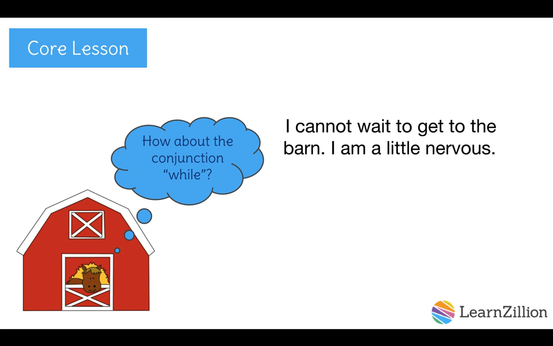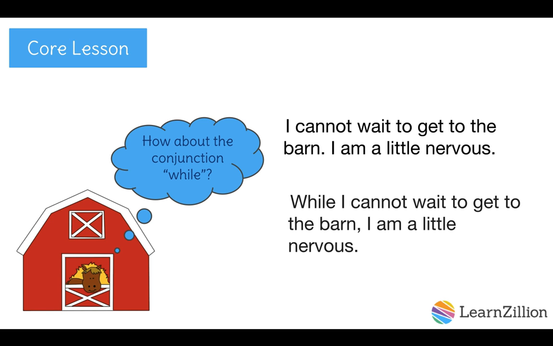I am thinking the word while would connect these two sentences nicely. What do you think? Here is how I chose to revise this sentence. While I cannot wait to get to the barn, I am a little nervous. The word while is used to show these two contrasting feelings are happening at the same time. Now, how about that comma? There it is. Great work.